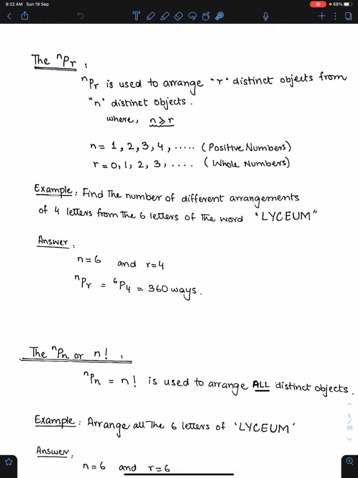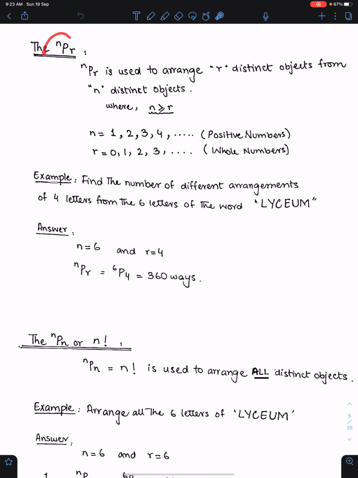Example, find the number of different arrangements of 4 letters from the 6 letters of the word Lyceum. So we have 6 letters, we have to arrange 4, so we will use nPr, n is 6, r is 4, so there are 360 ways to arrange 4 letters from the 6 letters of the word Lyceum at random.